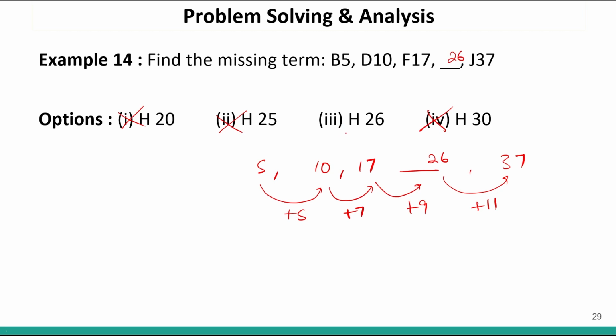But let us check for H also. B is 2, D is 4, F is 6 and J is 10. So clearly we are moving 2 positions forward. Similarly over here also 2 positions forward. So now we'll move 2 positions forward and get 8. 8 is H26, and 10th position we have J. So H26 will be the logically correct answer, which is given in option number 3.